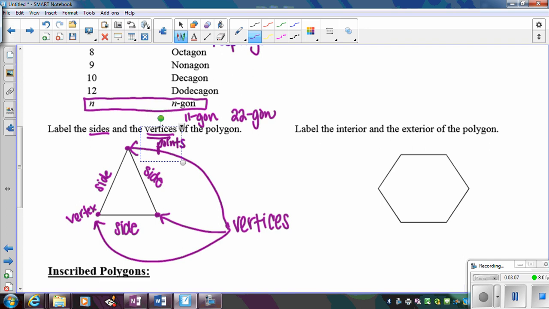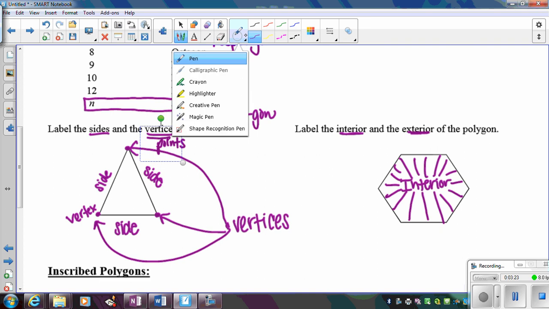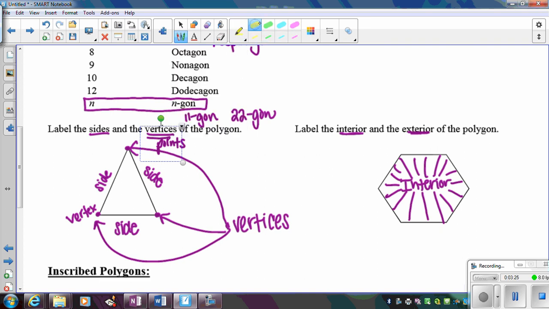And then the next is the interior versus exterior. So it makes perfect sense to say that the interior is inside. So this would all be the interior. So it's inside the polygon. The exterior then would be all of this outside of the polygon. So anything outside. So this is all the exterior.